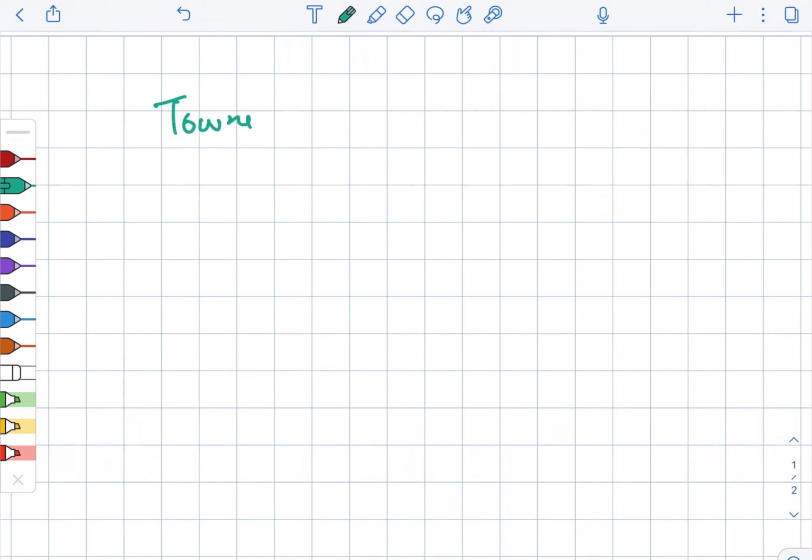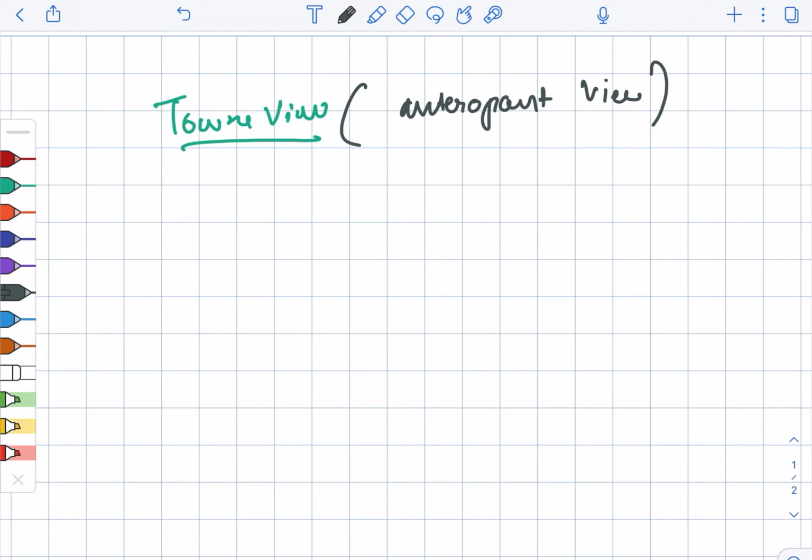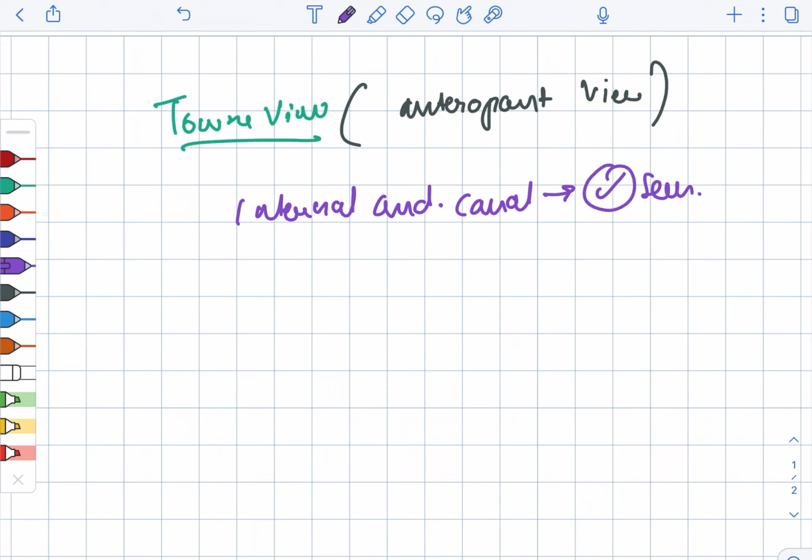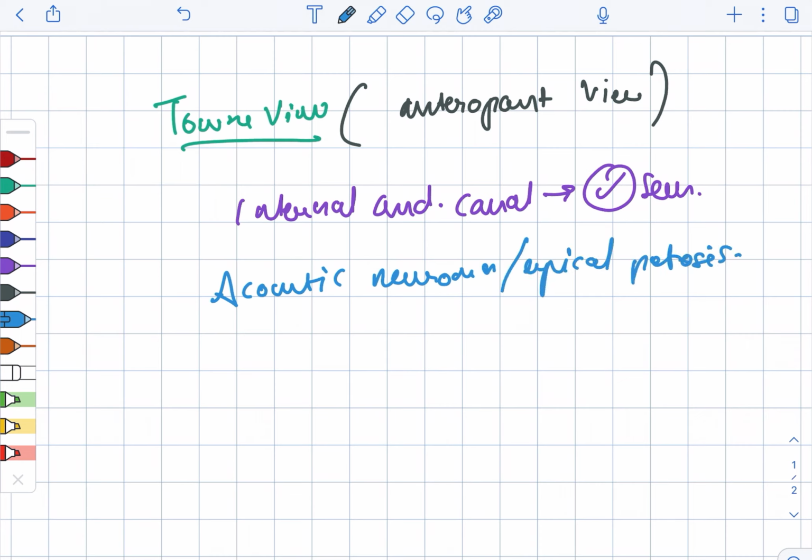Next we are looking at the Towne's view. Towne's view is nothing but the anteroposterior view, and here both the internal auditory canals are seen, and it is used in acoustic neuroma as well as apical petrositis.